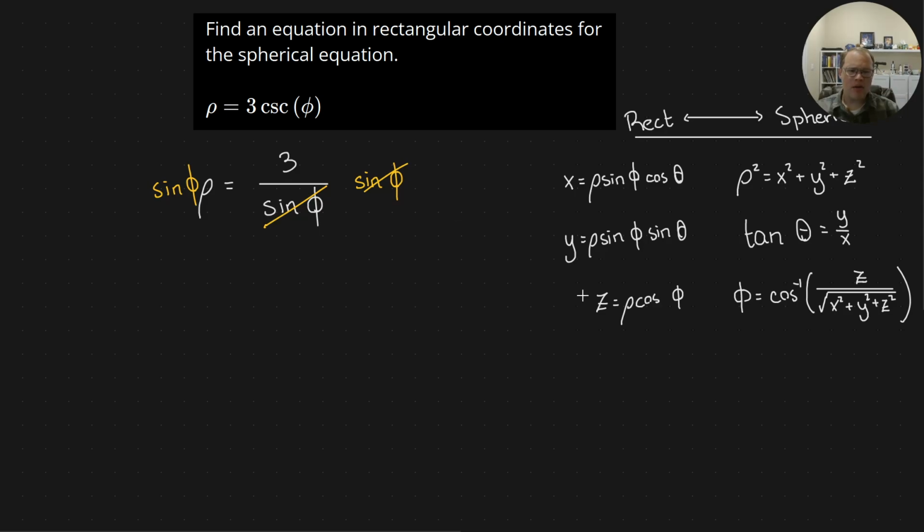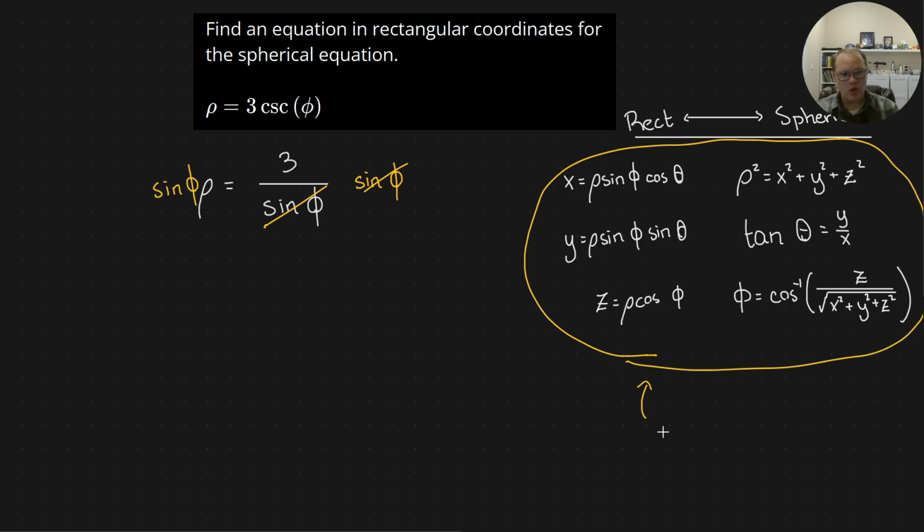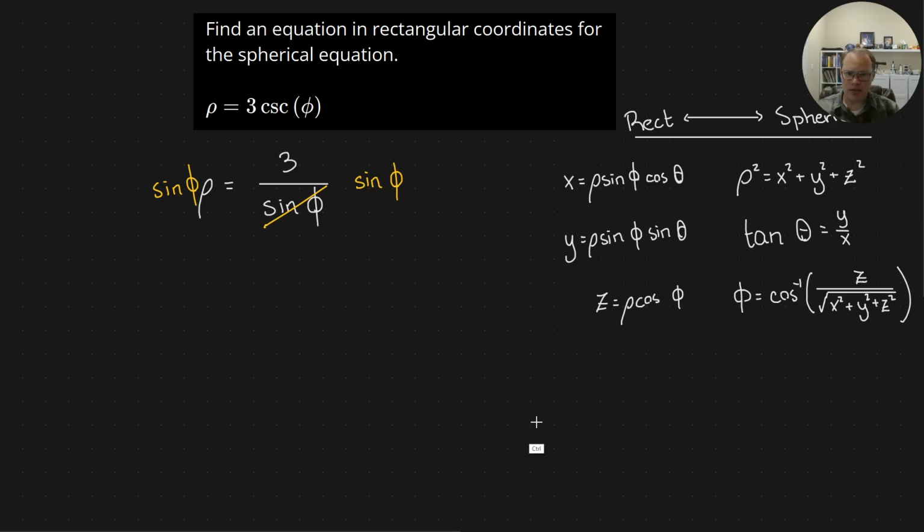Remember, the name of the game here is you need to match what you have with these equations here. Somehow, you need to manipulate what you have to match your available options. So that's what I'm trying to do. I'm trying to get into some form that's going to work, maybe with one of these where I have a sine phi in it. If I multiply both sides by sine phi, I get rho sine phi on the left-hand side of this equation and just 3 on the right-hand side. That's looking a little better, isn't it? But it's still not quite there.